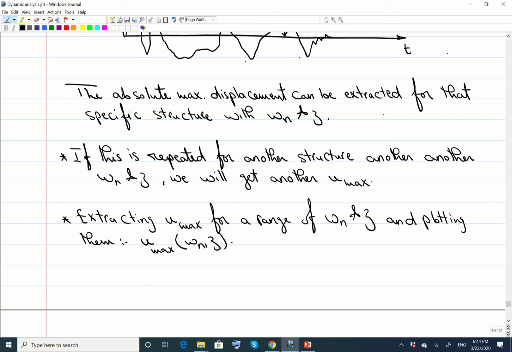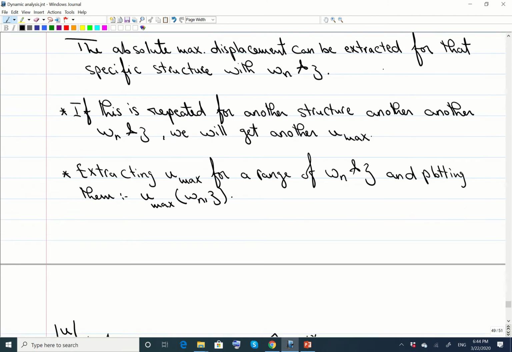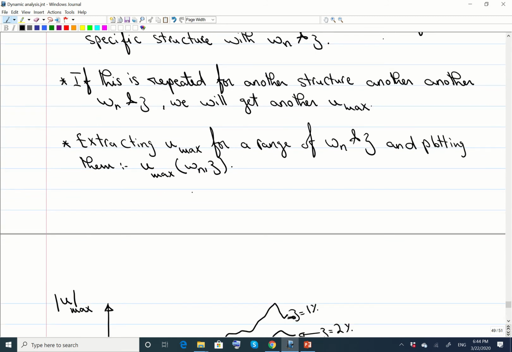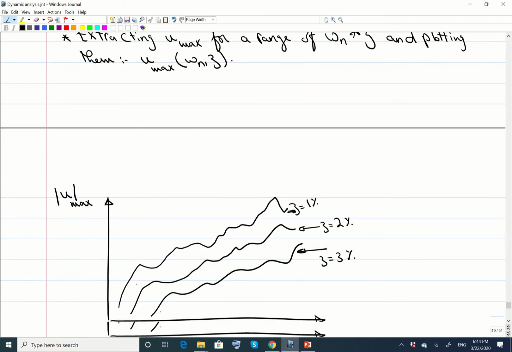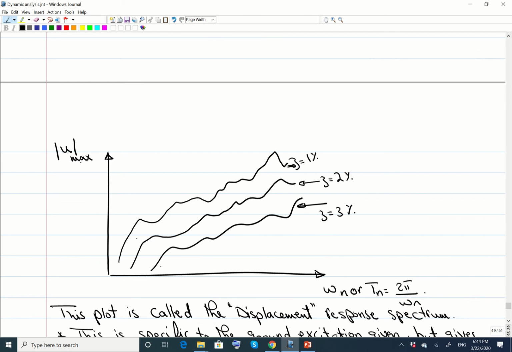And then you plot this as a function of omega n and zeta. What do I mean? You extracted u maximum for different omega n's. So you're going to plot those u maximum as a function of the omega n's that you did the analysis for. And then with a constant zeta, let's say zeta equal 1, you get this curve.